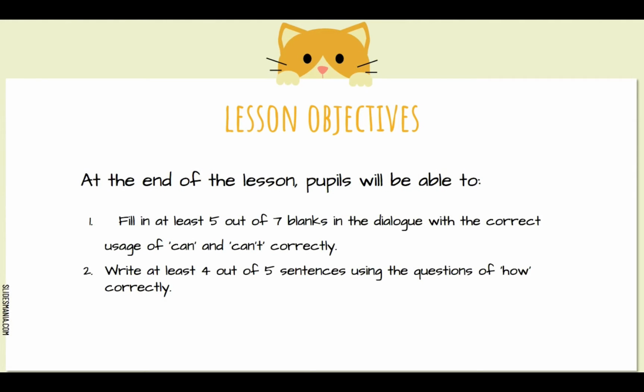Before that, I will first explain the lesson objectives for today. At the end of the lesson, pupils will be able to: number 1, fill in at least 5 out of 7 blanks in the dialogue with the correct usage of can and can't. Number 2, write at least 4 out of 5 sentences using the questions with how correctly.